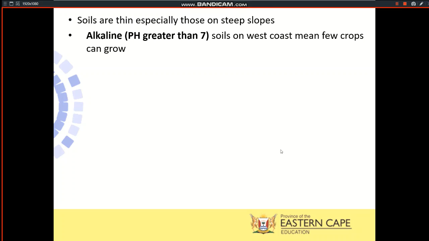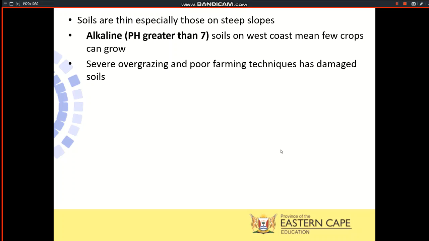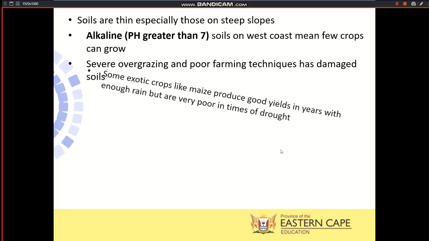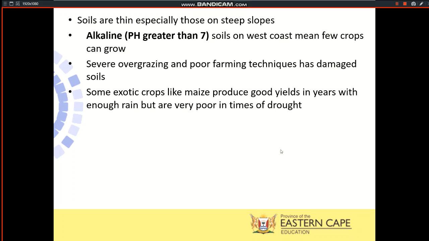Alkaline, pH is greater than 7. The soils on the West Coast mean fewer crops can grow. Severe overgrazing and poor farming techniques have damaged soils. Some of our exotic crops like maize produce good yields in years with enough rain, but it can be very poor in times of drought, which I have already alluded to. Poverty seriously limits agricultural development.